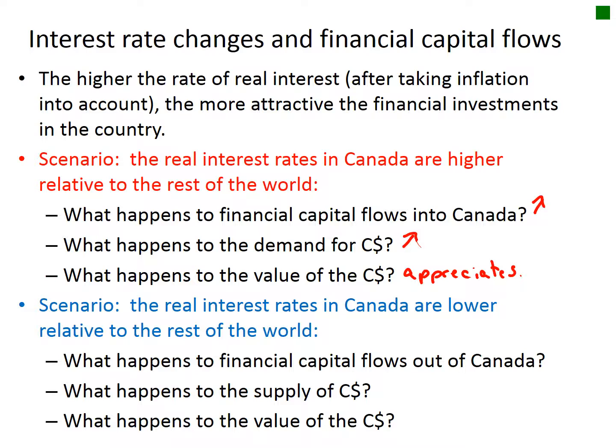What if the real interest rates in Canada are lower relative to the rest of the world? Well, what's going to happen is that Canadians are going to take their Canadian dollars, go out into the foreign exchange market, exchange it for some foreign currency so that they can put their hard-earned money into banks elsewhere in the world. So what happens to financial capital flows out of Canada? They increase. What happens to the supply of the Canadian dollar? It increases in the foreign exchange market because people are bringing money, plunking it down, and taking away foreign currency.